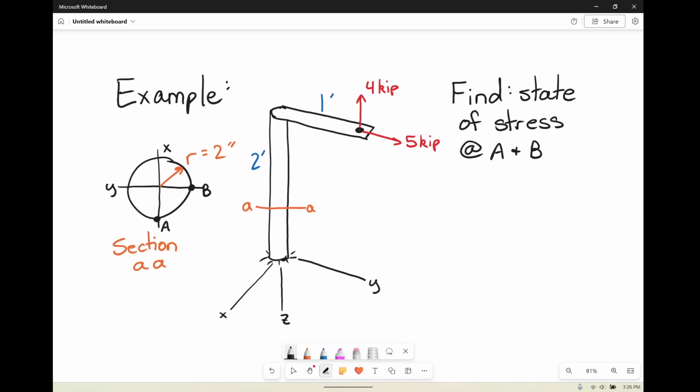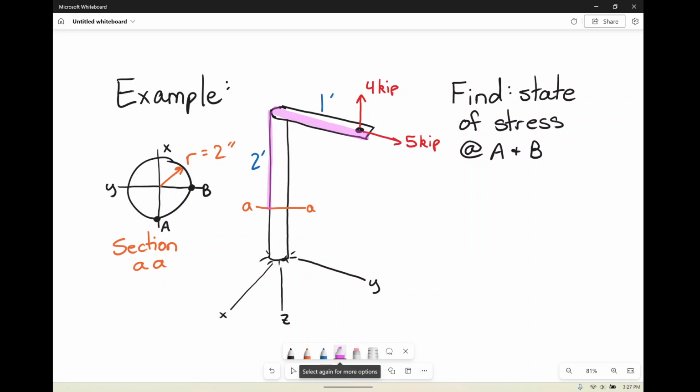In this example, we have a circular pole coming up. The distance that we care about is 2 feet from the top down to section AA. At the top of this pole, we put a flat piece coming off here where we cut a little hole and we've attached some, maybe strings to it, and we're pulling. So we're pulling straight up in the Z direction by 4 kips, and we're pulling horizontally in the Y direction by 5 kips.